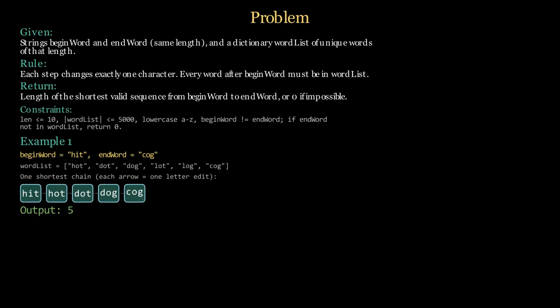Leetcode 127, Word Ladder. Change exactly one letter per move. Each word after the start must appear in the word list. Return the length of the shortest sequence from begin word to end word, or 0 if no path exists. On the example, read along the arrows: hit, then hot, then dot, then dog, then cog. That is 5 words, matching output 5.